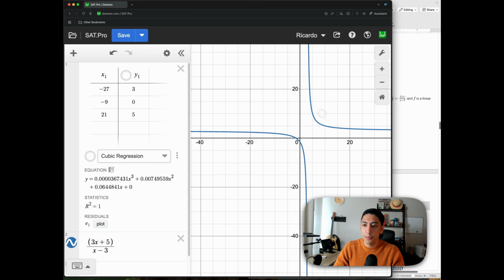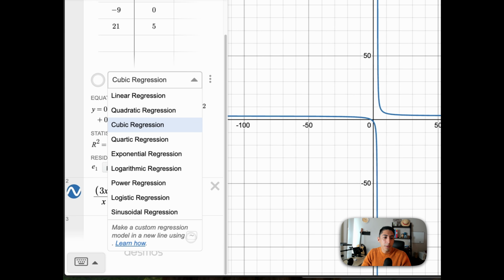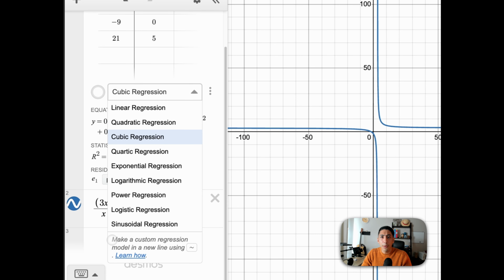This is a hyperbola. So if I look at the drop down here, I don't have anything that says hyperbola or a linear function over hyperbola. So what do I do? Well, I have to do something called making a custom regression. You'll even notice that at the bottom here, it tells me, make a custom regression model in a new line using tilde. That's a little squiggly line.